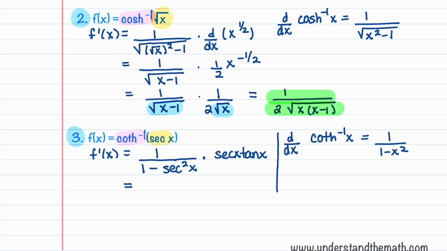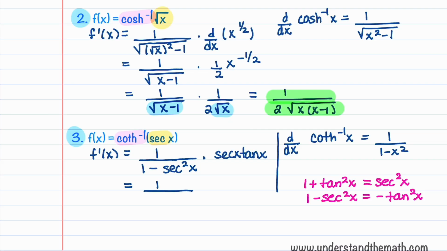I think we might be able to simplify this. So I'm just going to write down the formula that I memorized. 1 plus tangent squared x is secant squared x. I always write down what I've memorized and then I rewrite it in terms of what we need. We need 1 minus secant squared x. So 1 minus secant squared x is minus tangent squared x. So that's what we can put in for our denominator. This gives us 1 all divided by minus tangent squared x, and then we have a secant x tangent x.